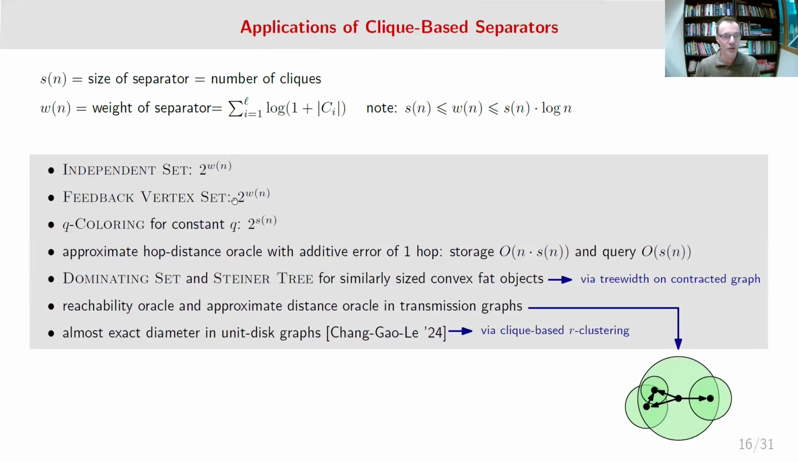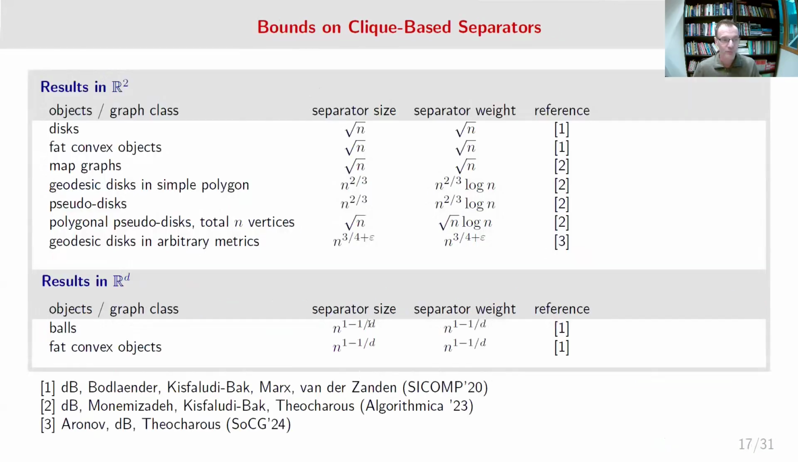I can do feedback vertex set, same thing. I can do coloring. I can have this approximate distance oracle. I can do dominating set and Steiner tree under certain conditions. And there are some more results that use these kinds of separators. I hope I convinced you that the separators are somewhat useful. I have shown you how to compute them for disks. Now let's see if we can also compute them for other objects.